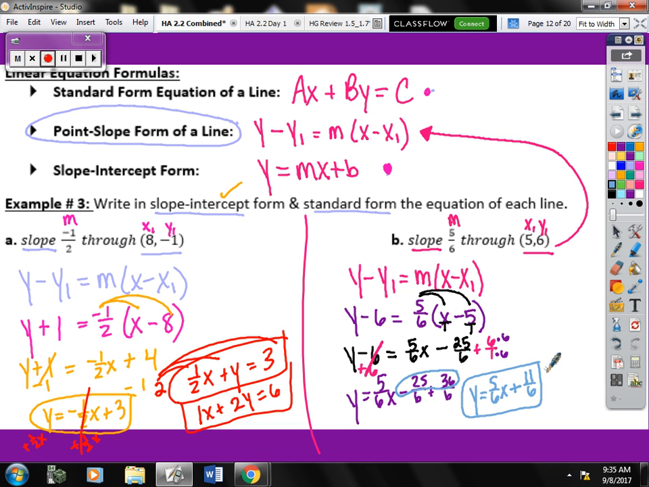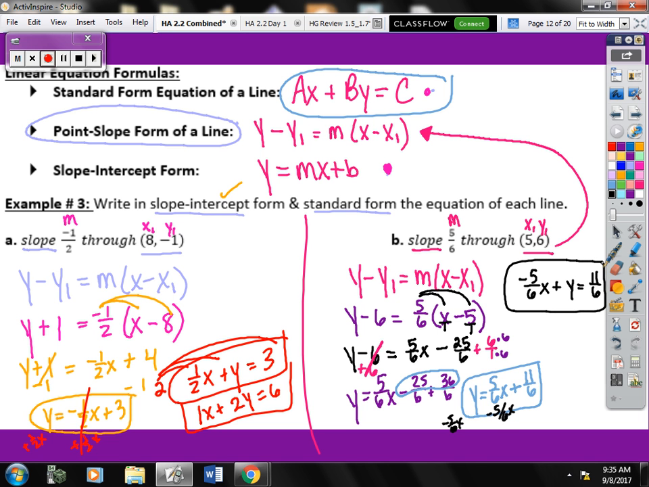Lastly, I need to get it into standard form, which is ax plus by equals c. So the only thing you have to do is move this 5/6x over using inverse operations. So I will subtract 5/6x, and I'll get negative 5/6x plus y equals 11/6, which for my purposes, that's a fine answer.